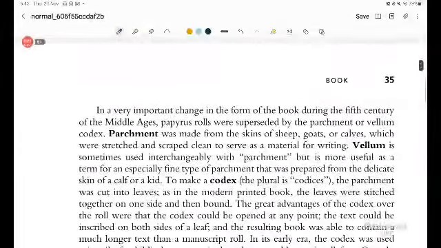Some more words. For example, parchment was made from the skins of sheep, goat, calves.